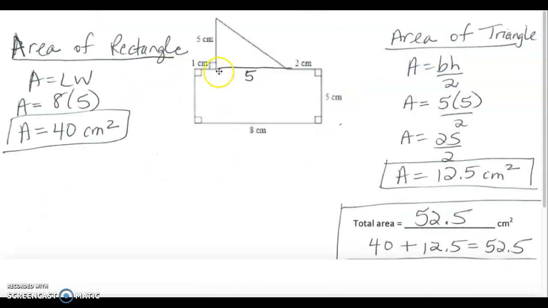Okay, here's problem number 2. I separated it, I drew this line, so I made this a triangle and a rectangle. My rectangle was 8 times 5, so it had an area of 40. My triangle, the way I knew that this was 5 was because this whole line is 8, and this is 1 plus 2 is 3, so you need 5 more to make 8, because 3 plus 5 make 8. So base times height divided by 2 was 5 times 5 divided by 2, which was 12.5, and when I added my 2 areas together, 40 plus 12.5 is 52.5 centimeters squared.